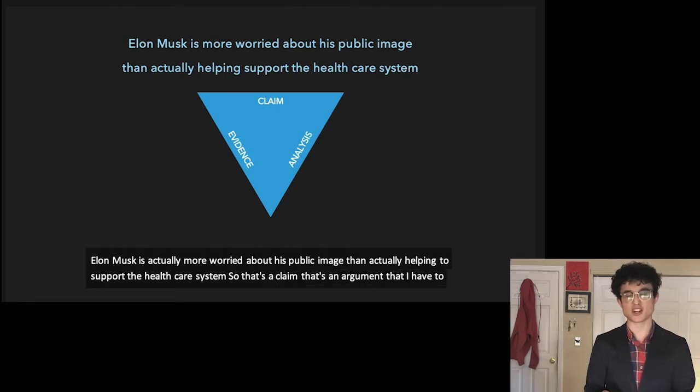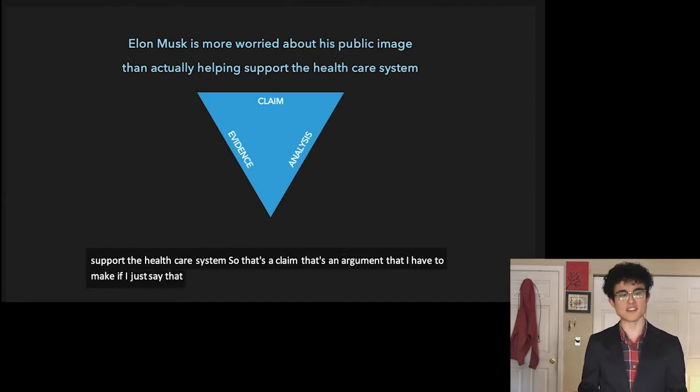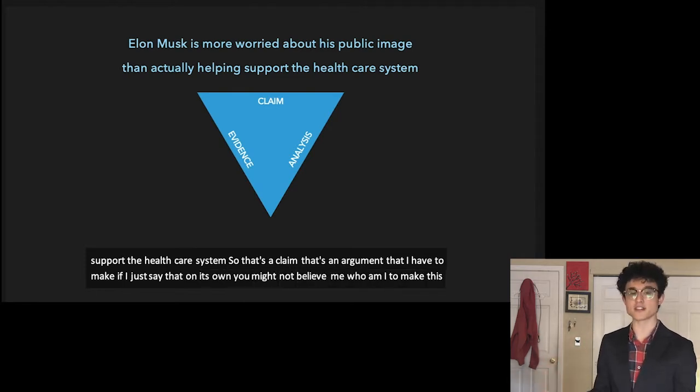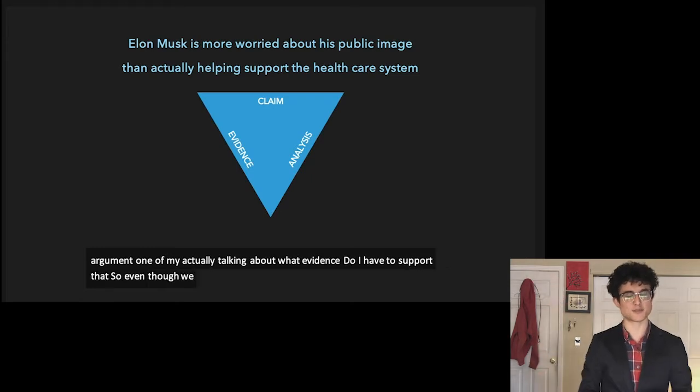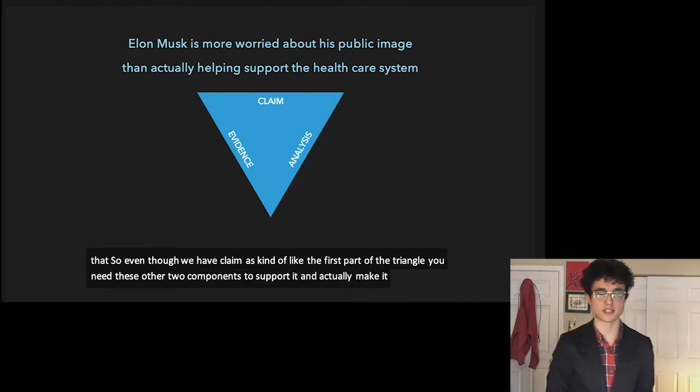If I just say that on its own, you might not believe me. Who am I to make this argument? What am I actually talking about? What evidence do I have to support that? So even though we have claim as the first part of the triangle, you need these other two components to support it and actually make it come together as one strong, cohesive argument.